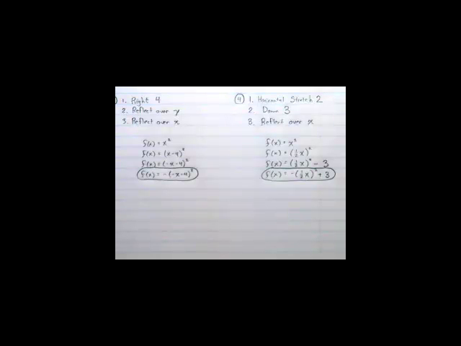Now take a look at the last one. Be careful. Reflected over the x, I have negative 1/2 x squared plus 3. That one you can distribute the negative because you're not squaring 3. Okay? So negative 1/2 x squared plus 3. Okay?